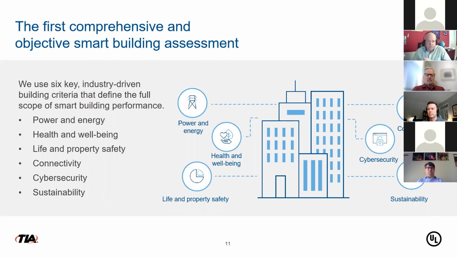You can see the screen here, 6 different assessment criteria come into determining the smartness of a building. Everything from power and energy, health and well-being, life and property safety, sustainability, and cybersecurity. And I saved the best, and I believe the most important, for last: connectivity. All of those things that you see are really important in determining and evaluating how a building functions. But all of those things have to come together and be coalesced into being accessible to the stakeholders.